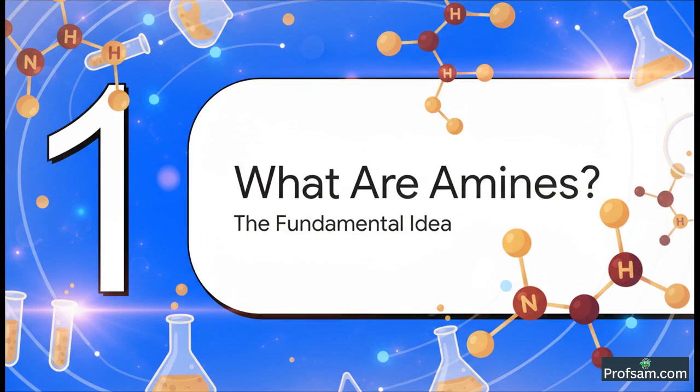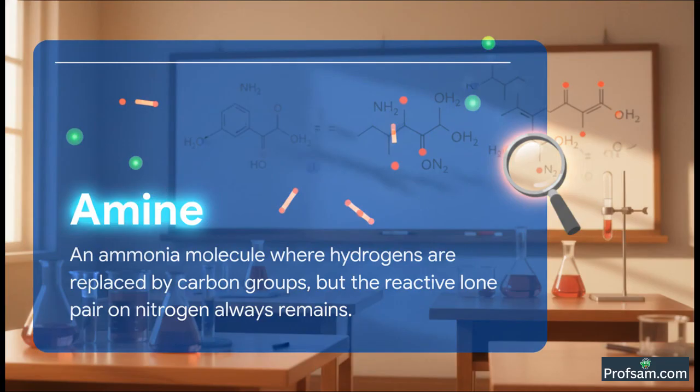So to really get why that litmus paper turns blue, we need to go back to the basics. First of all, what exactly is an amine? Okay, let's break this down. At the most simple level, just think of an amine as a modified ammonia molecule. You can replace one or two or even all three hydrogens with some carbon groups. But, and this is the most important part, beta, listen carefully, that lone pair of electrons on the nitrogen atom, it always remains. It is always there.